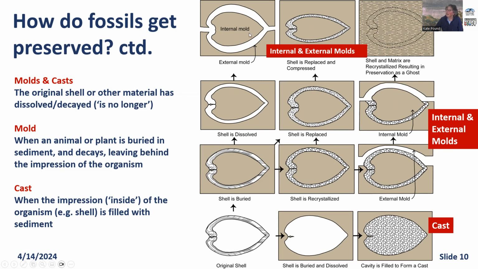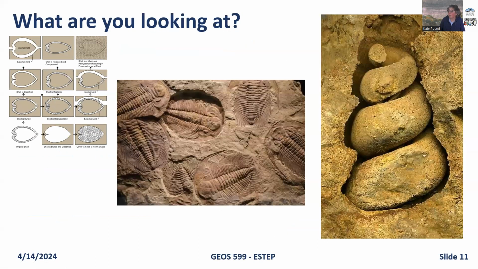And as I hope you've learned to appreciate over the past 15 weeks, nothing is tidy and simple, and there are lots of gray areas. So we often see a combination of some of these features when we're looking at fossils. Okay, so let's just practice this. I want you to look at these two images and think about what they might be in terms of casts versus molds.